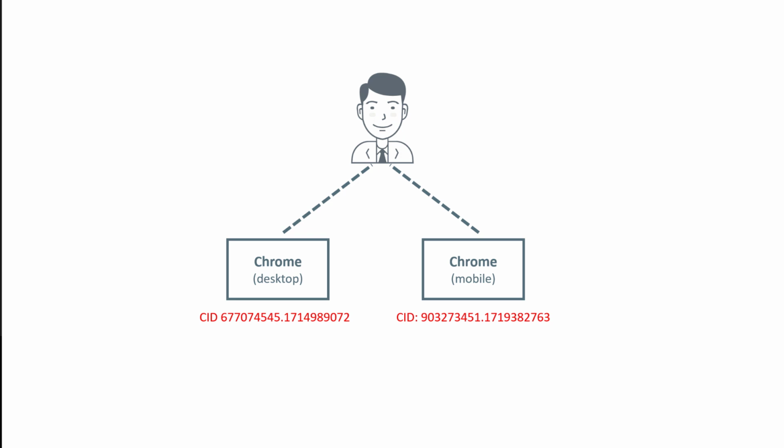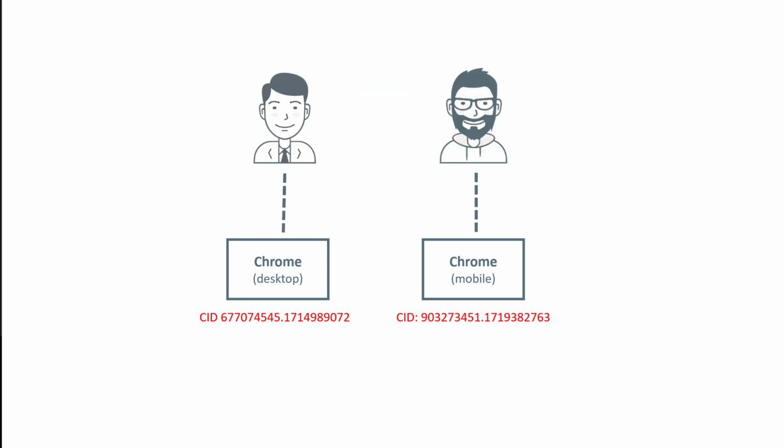Since the same person has two different devices and two different client IDs, Google Analytics will actually think that this person is two different visitors. As a result, by default, your user metrics will be inflated, at least to some extent.